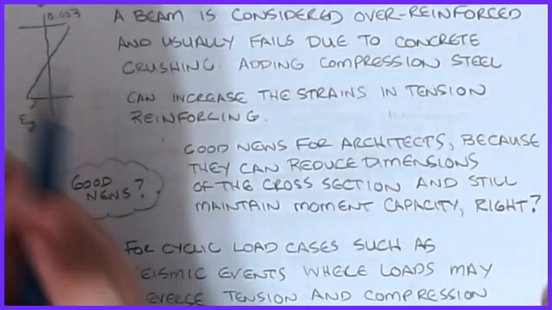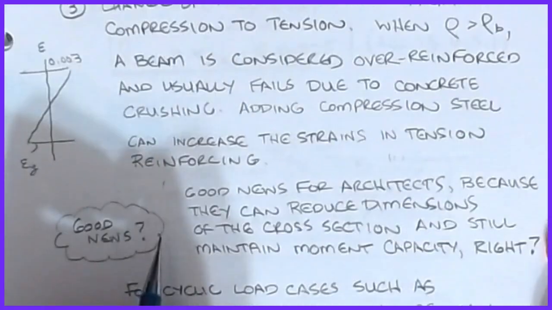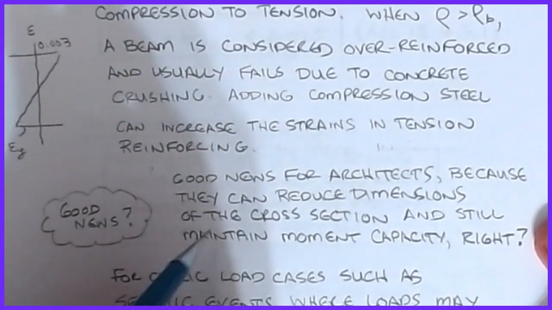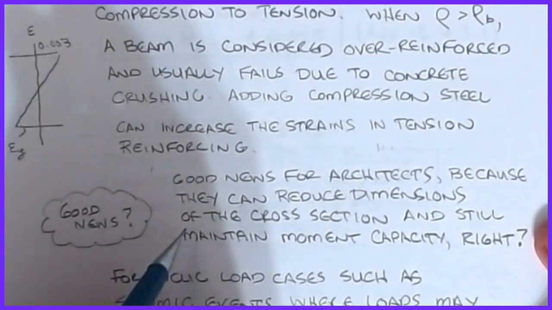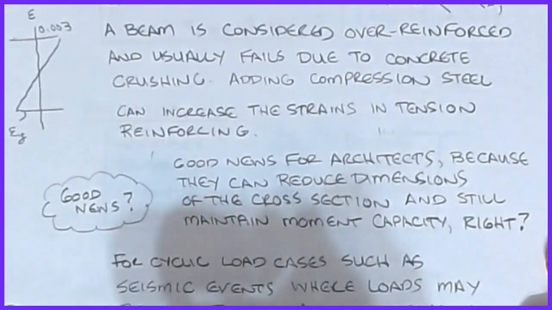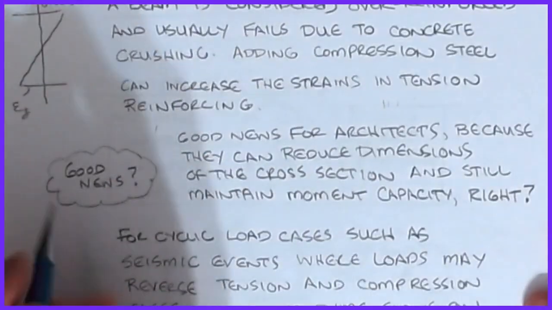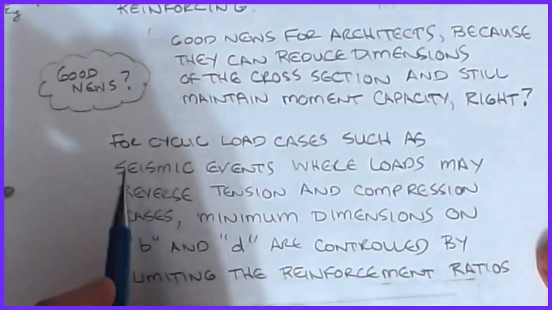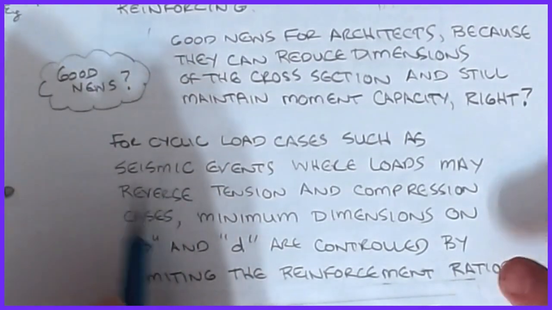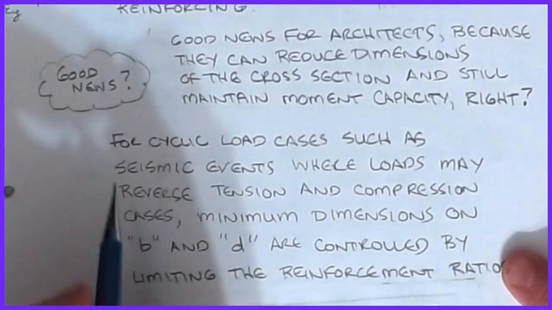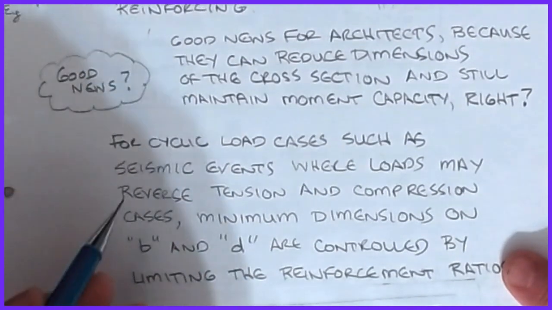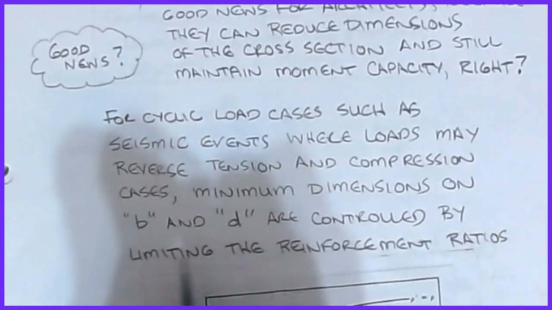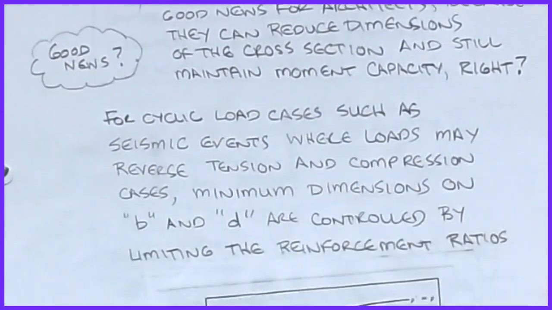Okay, and so this is good news for architects, because by adding compressive steel they can greatly reduce the dimensions of the beam while maintaining the moment capacity and still ensuring the ductility. Now the question becomes, is this good news? Well, maybe, maybe not. One of the problems is that for cyclic load cases, which are seismic events or vibrations where loads may reverse, and all of a sudden what's in tension turns into compression, the minimum dimensions on b and d are controlled by the limiting reinforcement ratios.